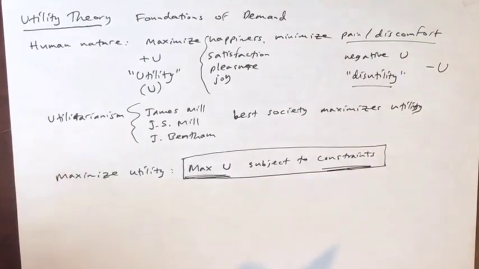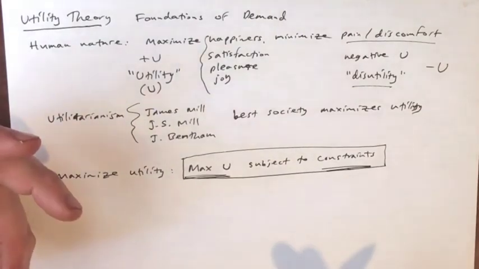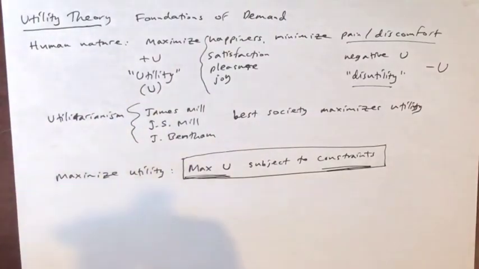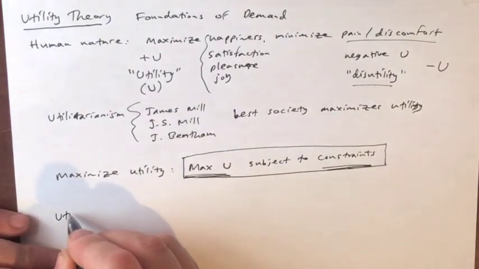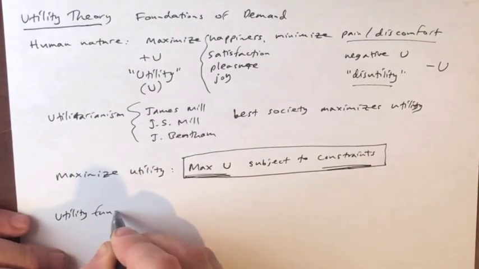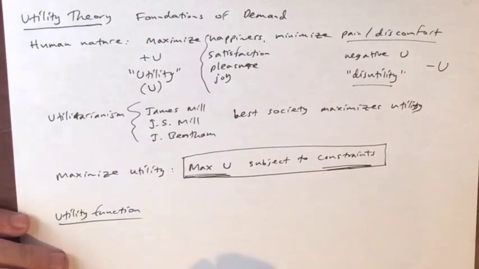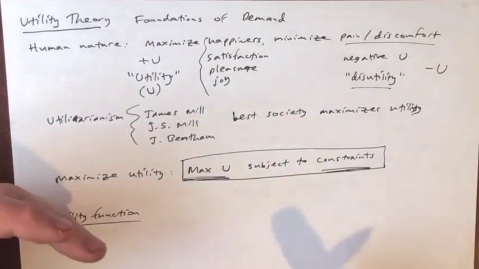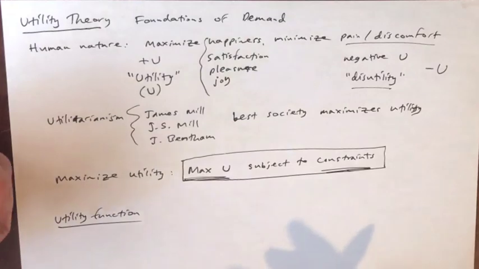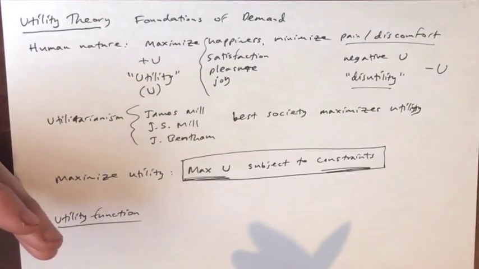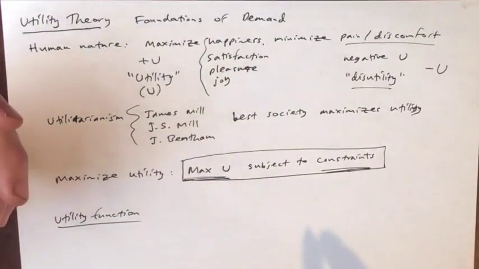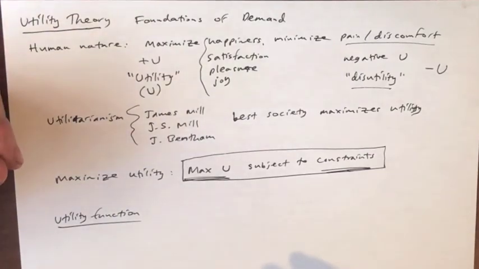Now remember, in microeconomic theory, everything is put in terms of mathematical expressions. So naturally, there's a mathematical expression which conveys all this. This is called the utility function. The utility function is a mathematical formula that tells how much utility an individual gets from different things.